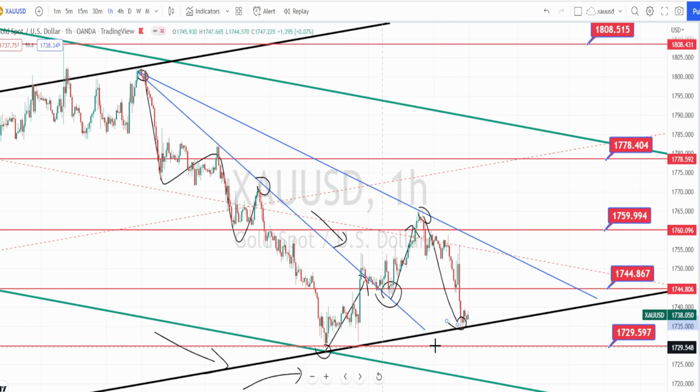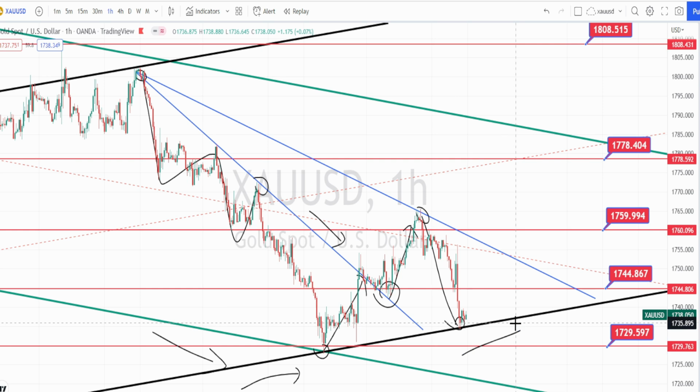So if the price action doesn't manage to break this bullish channel from the daily time frame, we can expect it to again bounce back as long as the price action is trading within this resistance line from the hourly time frame.